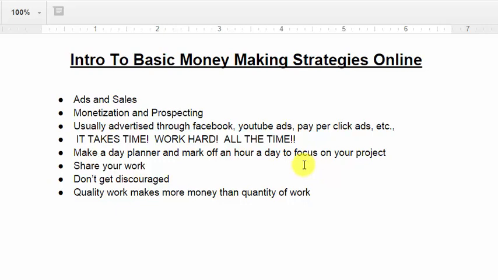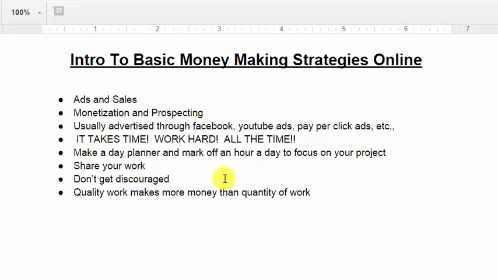Monetization is usually done through advertisement of Facebook, YouTube, pay-per-click ads, whatever. In fact, we'll talk more about pay-per-click ads later, but pay-per-click ads pretty much support a lot of advertising. It's a very good way to do it. YouTube advertisements, Facebook, also very, very handy. Those are some of the general basics we're going to go over.